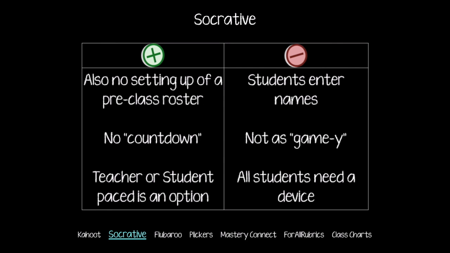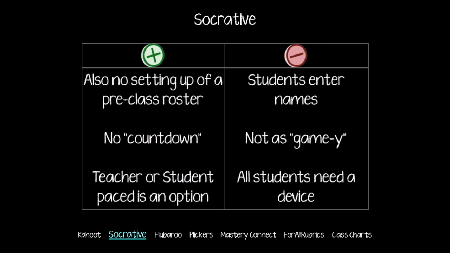it. Let's see, for Socrative, you also have no setting up of a pre-class roster. So the students are entering their names, which can be a negative if they enter strange things and you can't match them up. You need to address that with them, but you aren't creating everything ahead of time, so it's a trade-off.